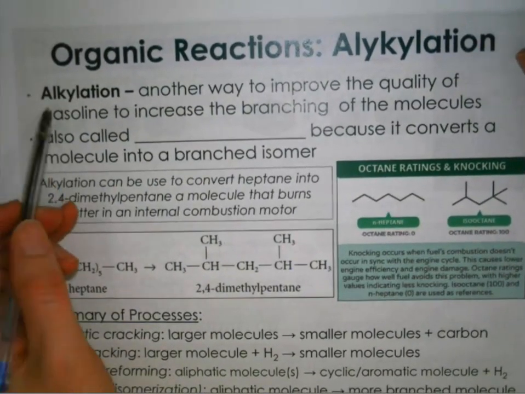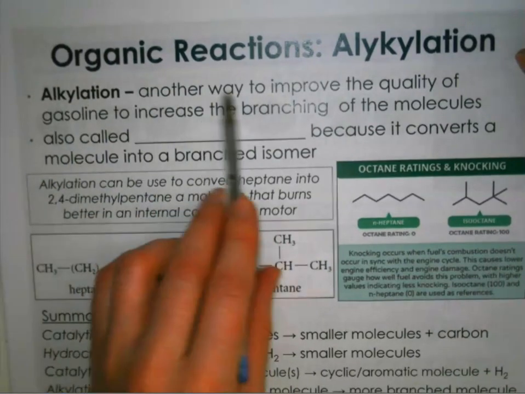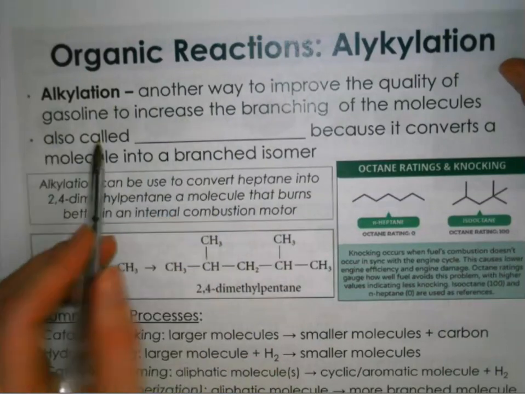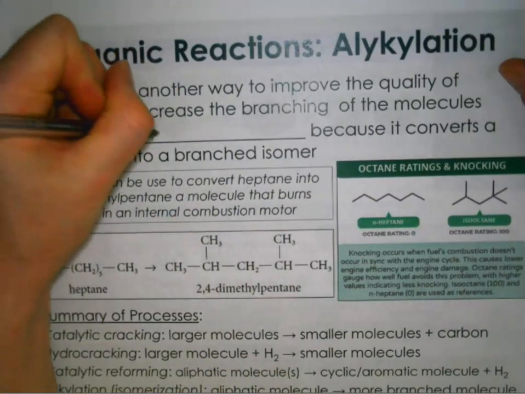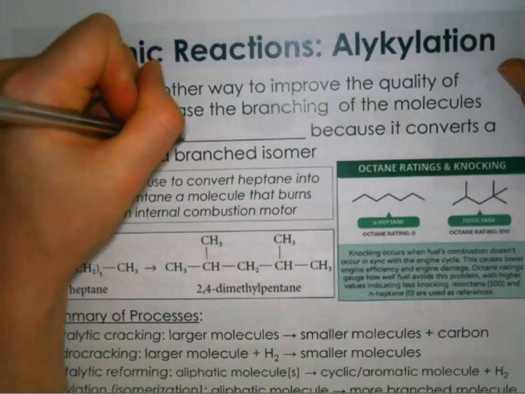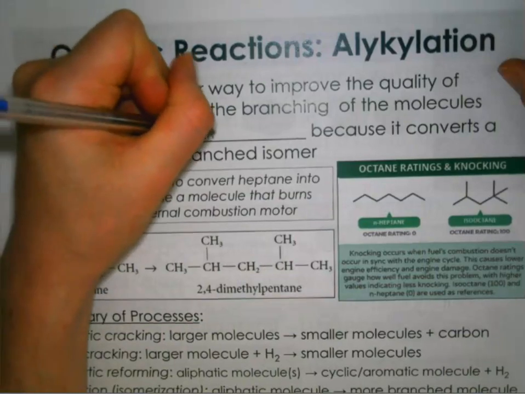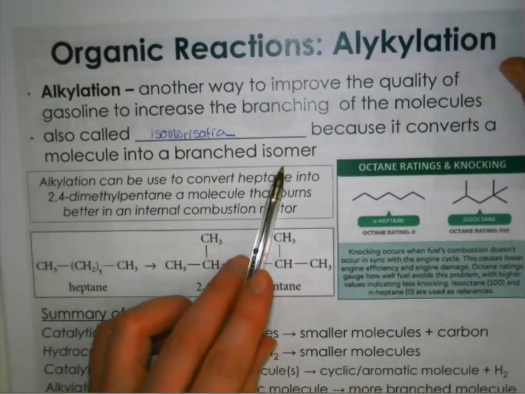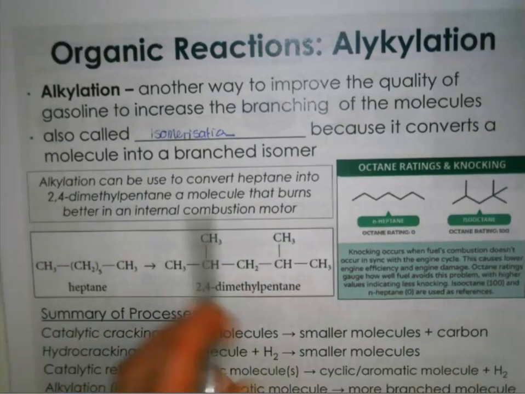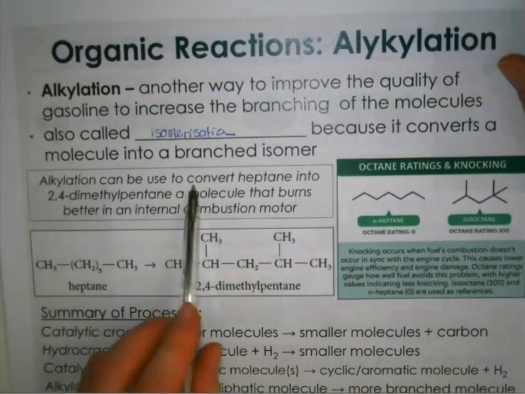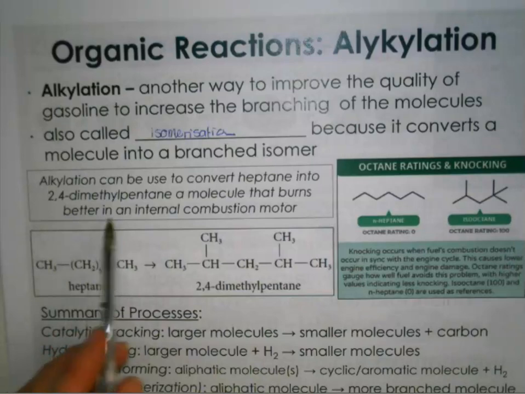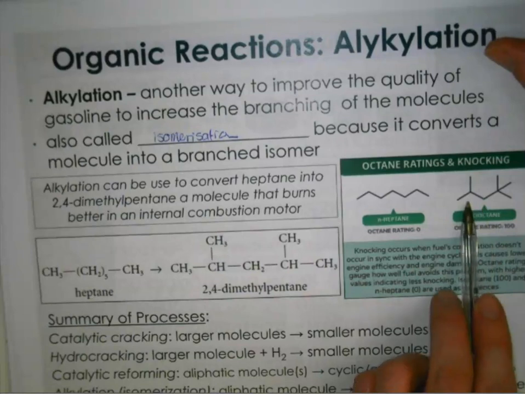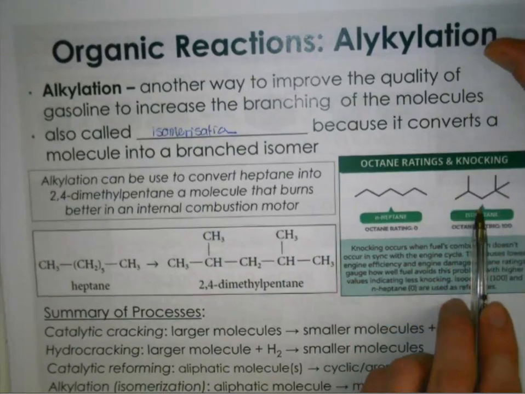Another type of reaction we have is alkylation, which is another way to improve the quality of gasoline or increase the branching of molecules. It can also be called isomerization, because it converts a molecule into a branched isomer. Okay, so this is similar to the reforming that we just looked at. Alkylation can be used to convert something like heptane into a more branched molecule, like isooctane. I mentioned that that's a common component in gasoline.